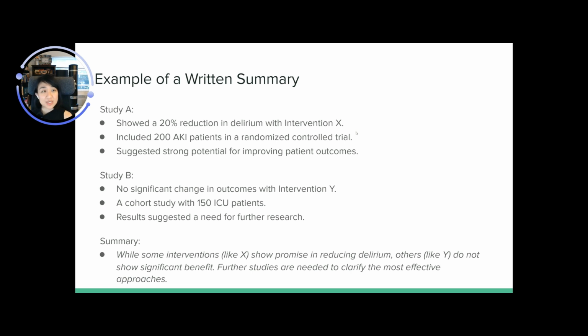So now I have two notes from two separate papers, and I can write a summary. I can say, this is an example: while some interventions like X show promise in reducing delirium, others like Y do not show significant benefit. Further studies are needed to clarify the most effective approaches. So this is kind of the step where you go from pulling information, writing notes, and then now creating a summary.